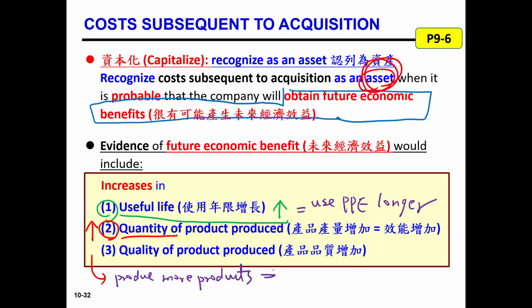Okay, when you produce more product, means what? You can sell it to more customers. Okay, so that's for the second one, quantities.